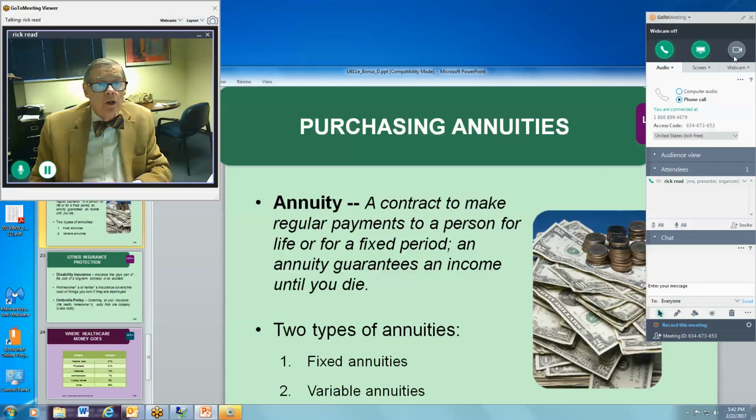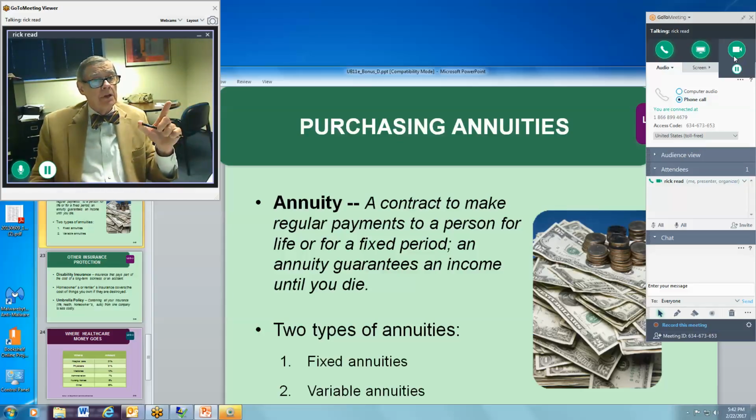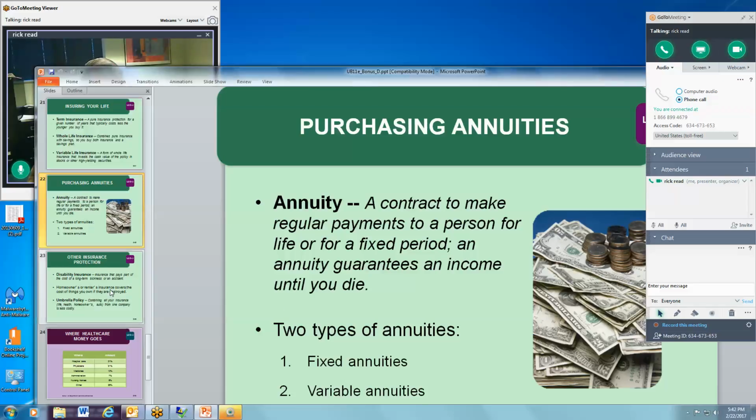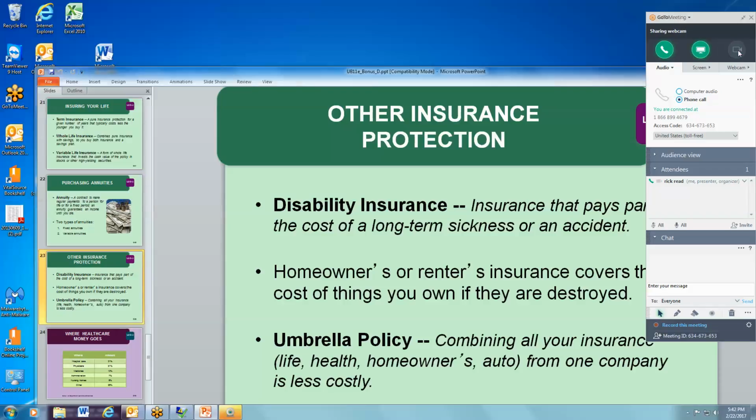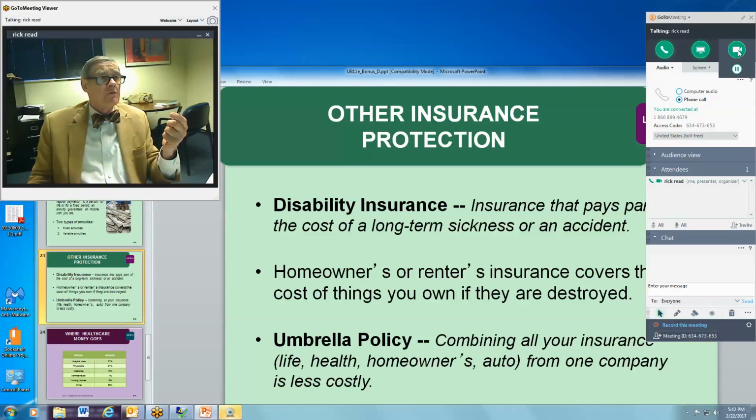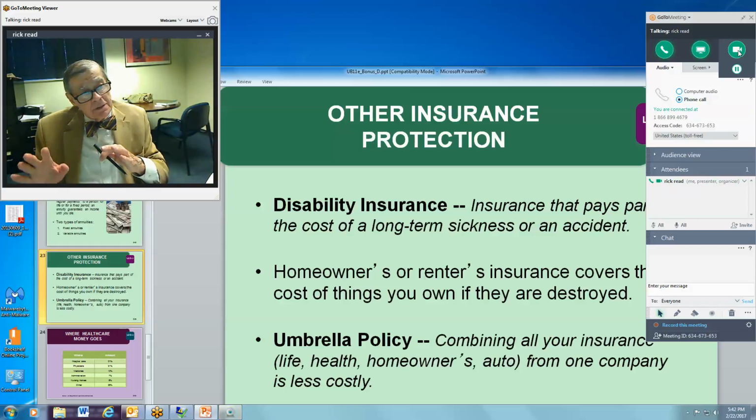An annuity is a contract. Notice the word contract, to pay regular payments to an individual for life or a fixed period. And it's going to guarantee the income until you are no longer around. Two types, fixed and variable. Again, you need to check on the differences between them to buy the right type of policy for you. And remember, that's the first thing you want to think about, the right type of policy for you, for your lifestyle, to cover what you want covered. Not what the insurance agent thinks you want covered, what you want covered.